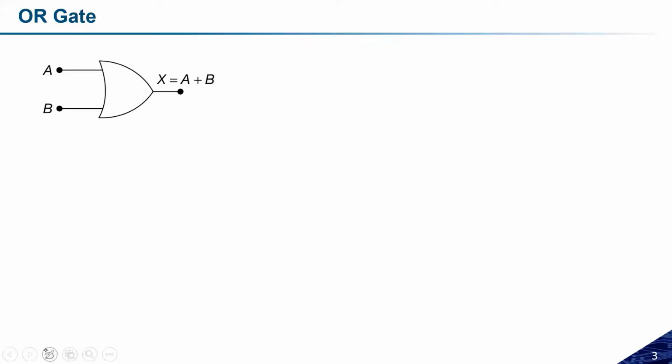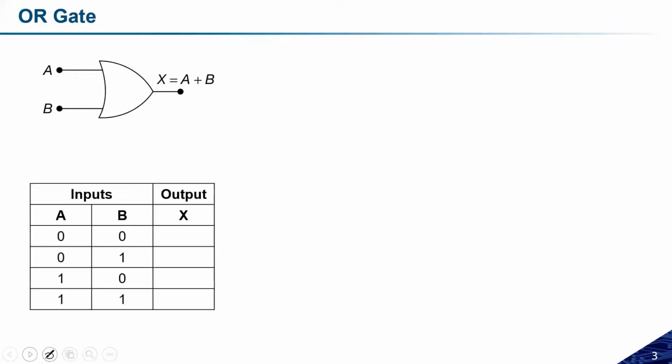Suppose I have two inputs A and B. In that case, the total possibilities could be: A and B both 0; A 0, B 1; A 1, B 0; and 1, 1. So we have a total of 4 possibilities. Based on all those four possibilities, let us try to see how the output looks.